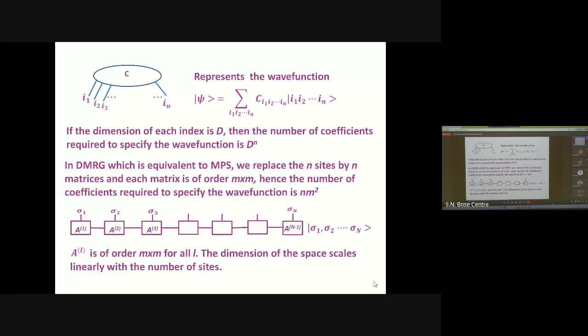Schollwöck has shown it in his review, if you want to look at it, and there are also videos on this by Vidal and others. The number of matrices scales linearly with the dimension of the problem, whereas here the number of components doubles every time you add a site. So if you have 64 sites, this is a 64-leg tensor with 2 to the power 64 components, whereas if you add an extra site here, it only increases the number of matrices by 1.